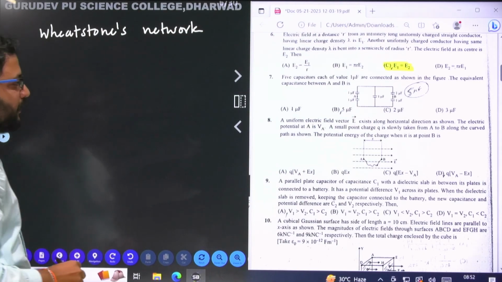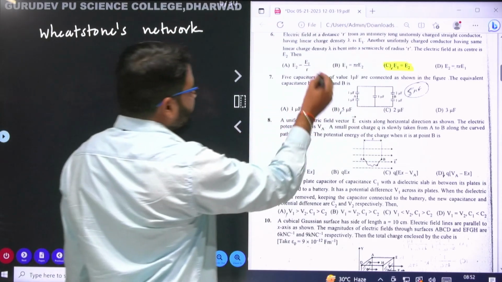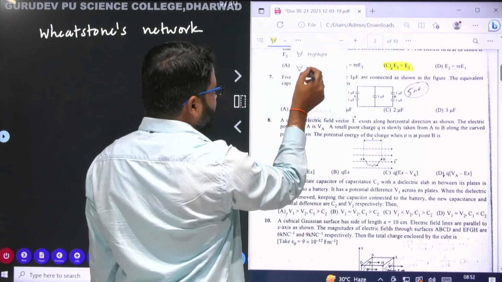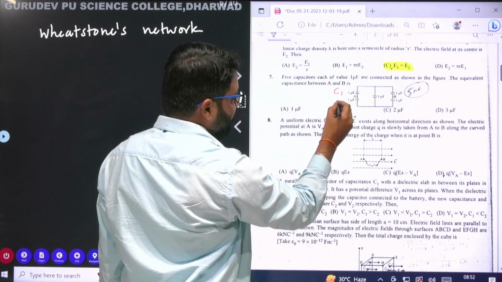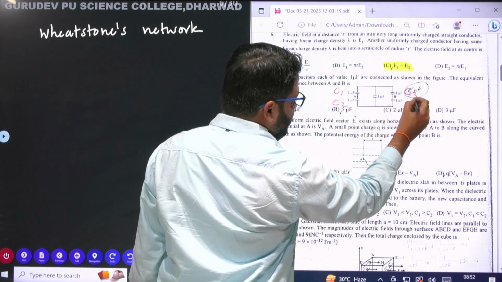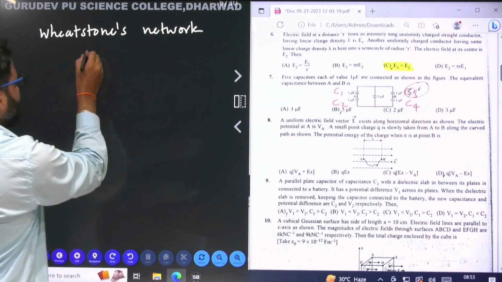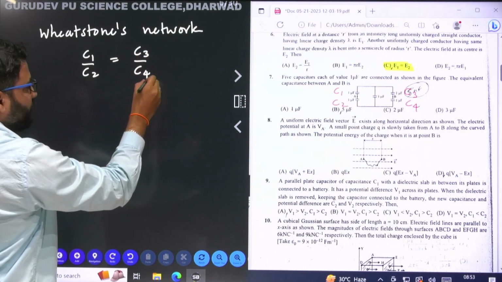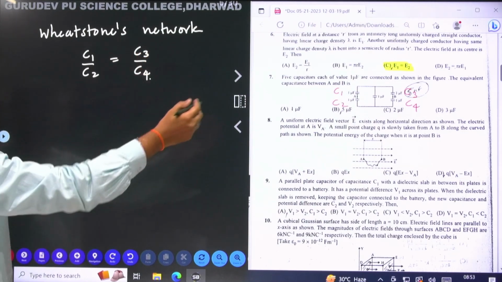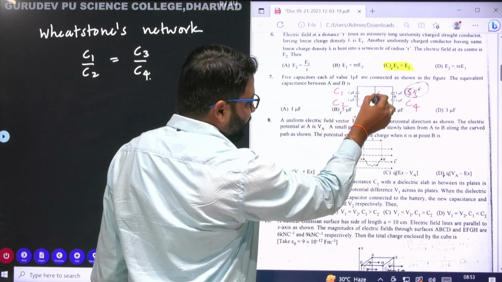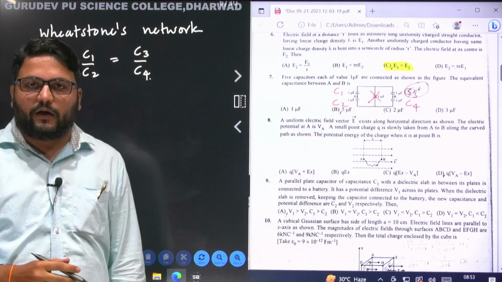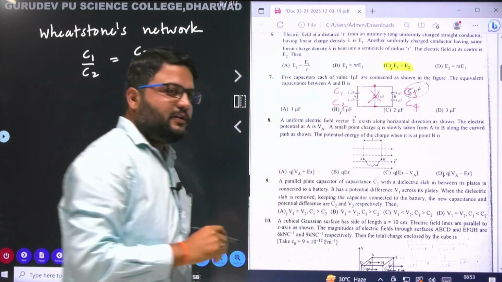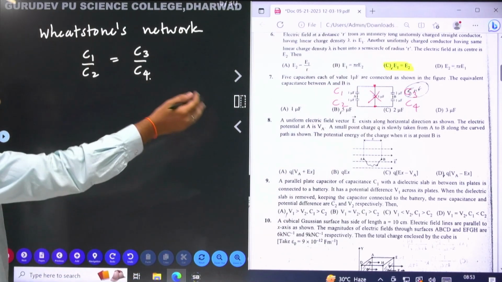Wheatstone's network pattern. Assuming these are C1, C2, C3, C4, if you take the ratio, C1 by C2 is equal to C3 by C4, you would get it to be equal. Since it is equal, the capacitor here would not have to conduct, and the potential difference at these 2 points is the same. The capacitor wouldn't be functioning over there, so it wouldn't be considered in the circuit.